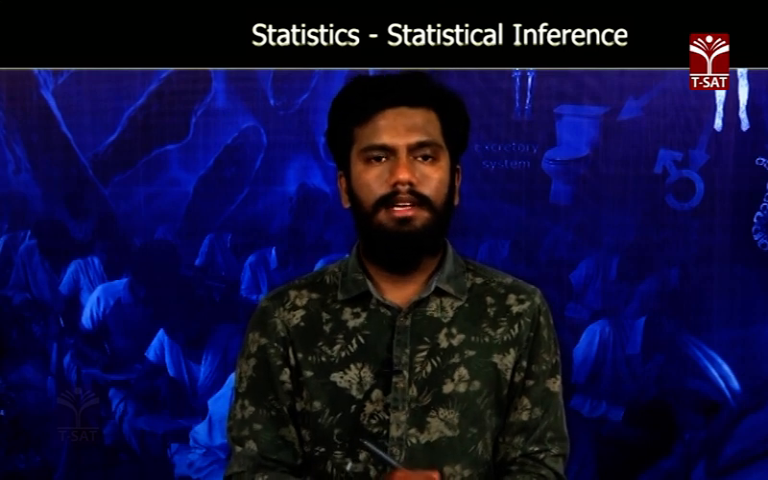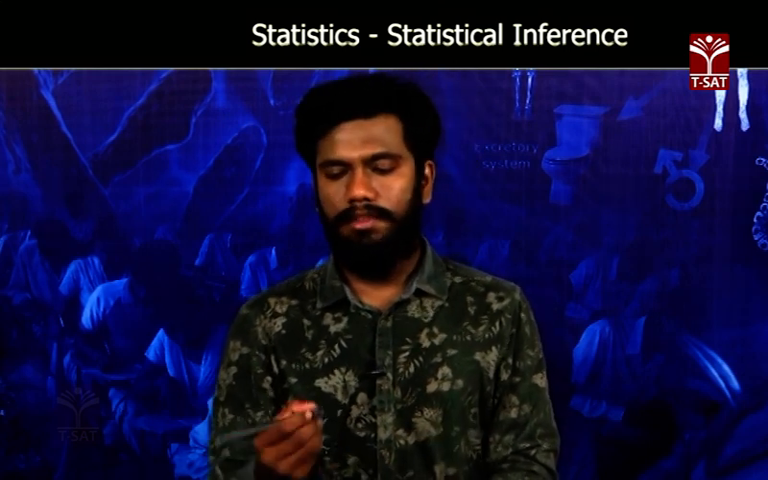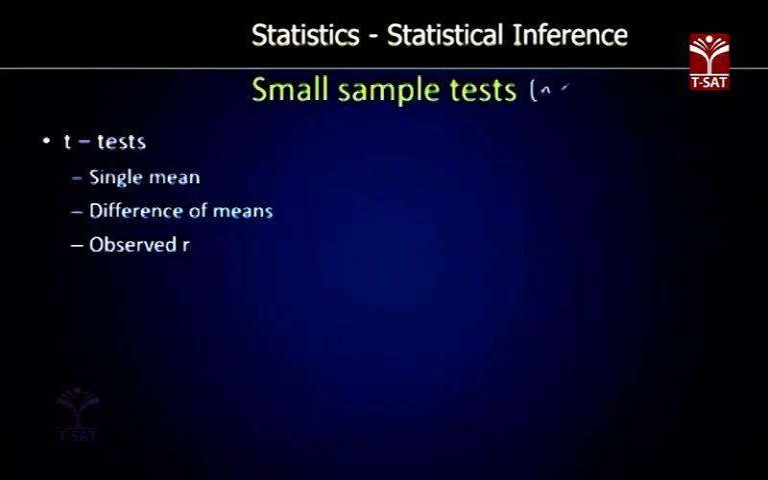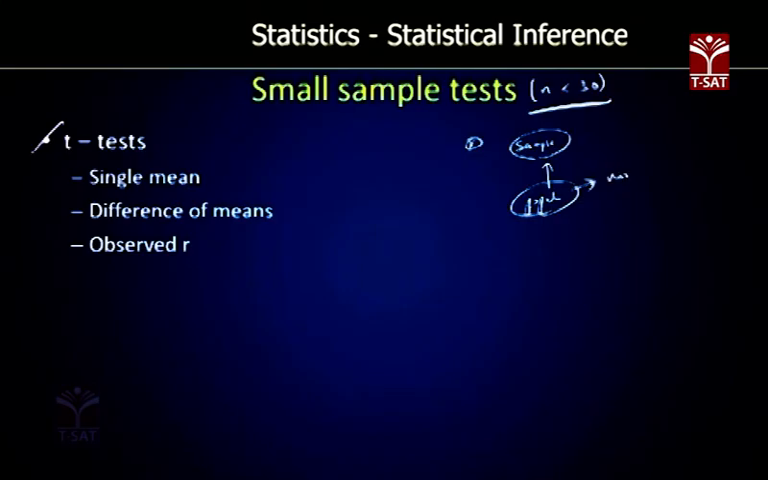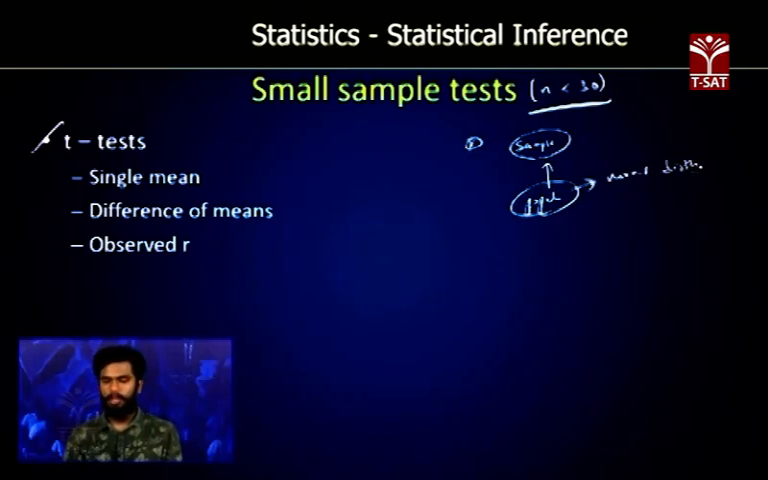We'll see the small sample test. Basically when n is less than 30, we perform our small sample tests. So in the small sample test, the first is the t test. In order to perform the t test, the following assumptions have to be satisfied. The first thing is, when you draw a sample from a population, this population must be a normal distribution. That is the first assumption.